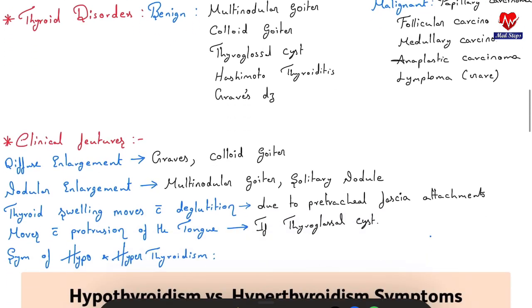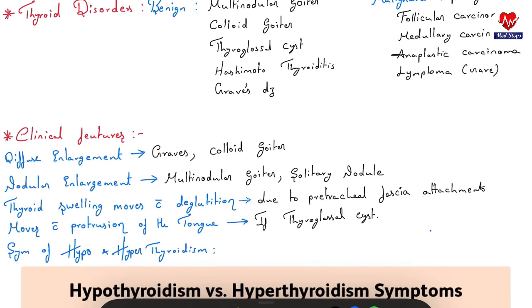Okay, so these are the things. Now we have 2 different types of thyroid disorders: one is benign and another one is malignant. In benign you can see multinodular goiter, colloid goiter, thyroglossal cyst, Hashimoto's thyroiditis and Graves disease. In malignant, the most common is papillary carcinoma, then follicular carcinoma, medullary carcinoma, anaplastic carcinoma, and lymphoma, which is rare.